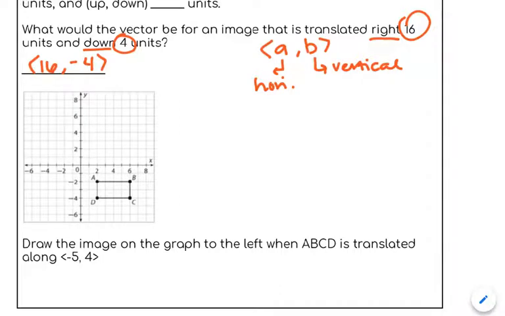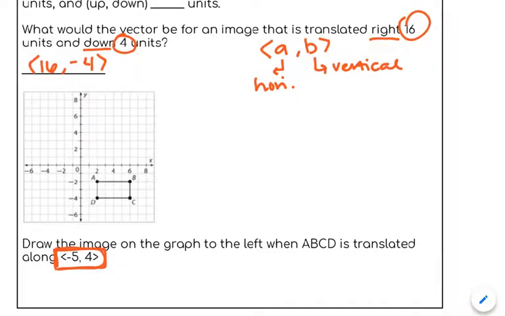So let's try to put this into a picture, like a coordinate image. We're starting with A, B, C, D as our pre-image. The pre-image is the image that you have before a transformation is used. So in this case, before a translation is used, that's our pre-image. We're going to draw the image on the graph, when A, B, C, D is translated along the vector -5, 4.